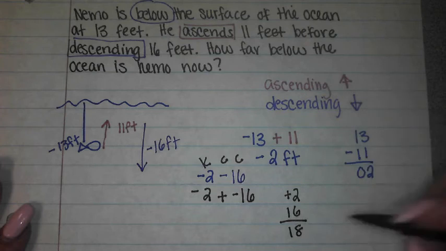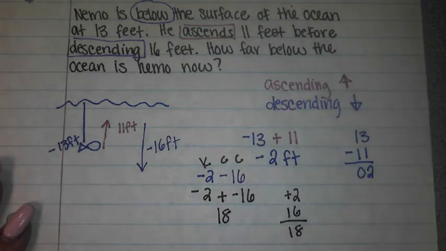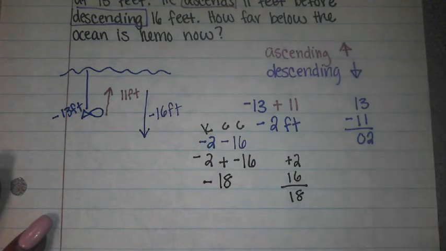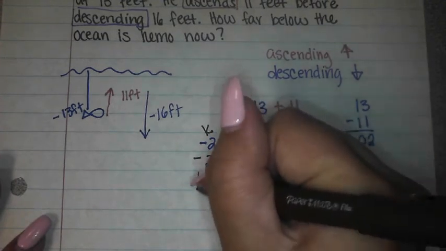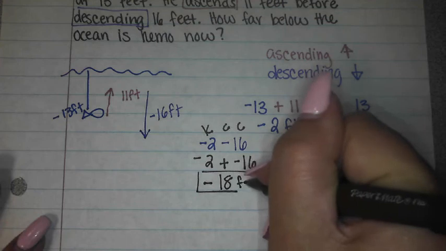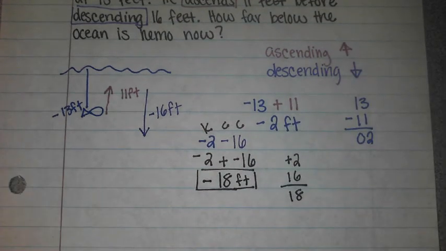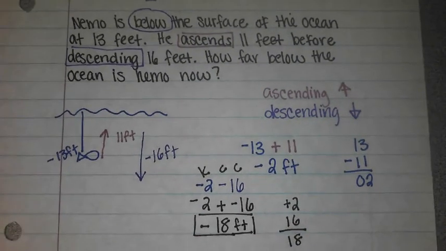That's going to get me 18. And then we're going to keep the sign. They're both negative, so my answer's negative 18. So that means Nemo is negative 18 feet below the surface. Try the next problem. It's a little different, but same kind of steps.